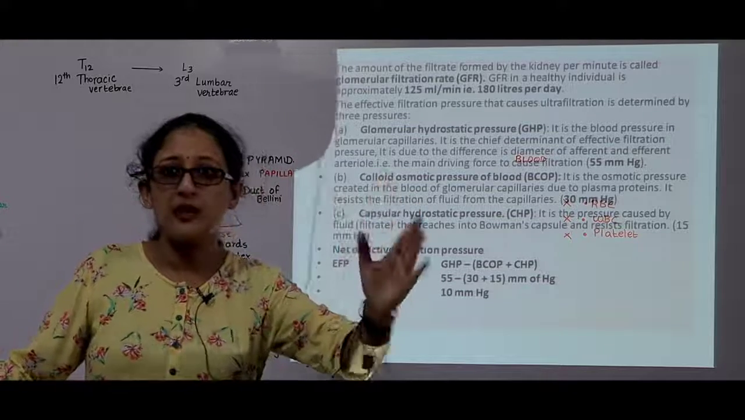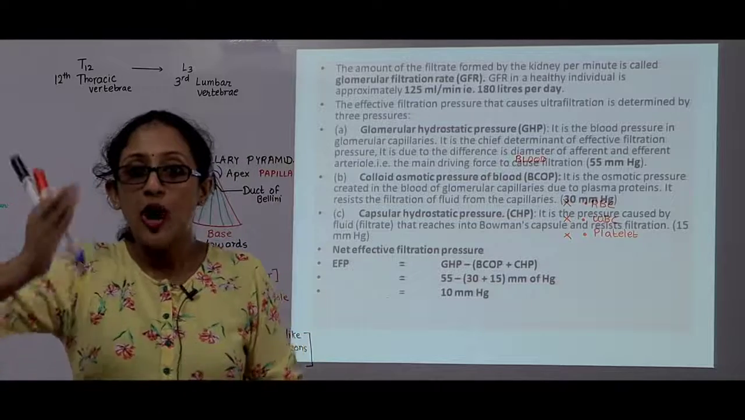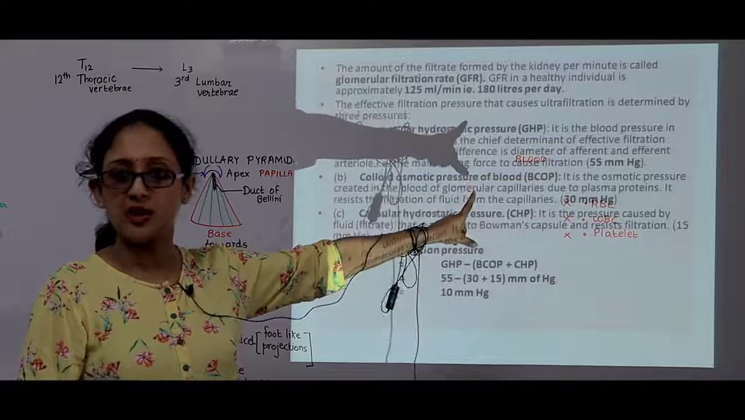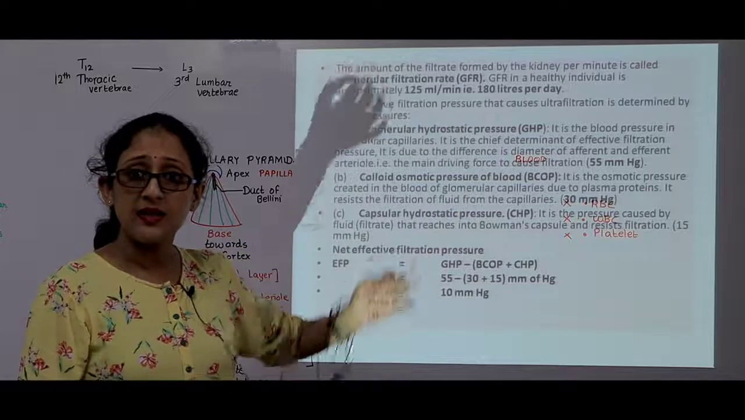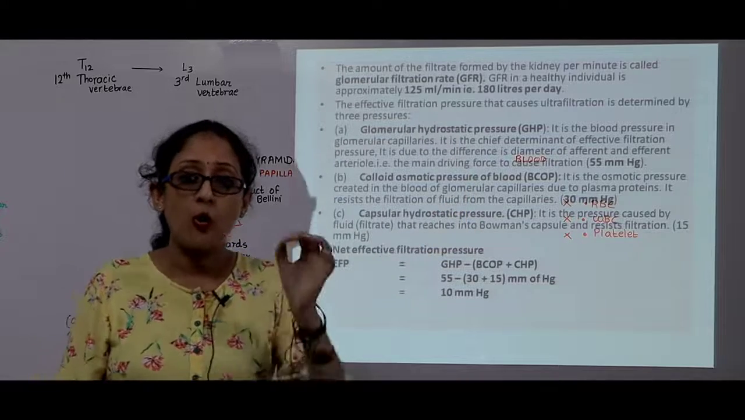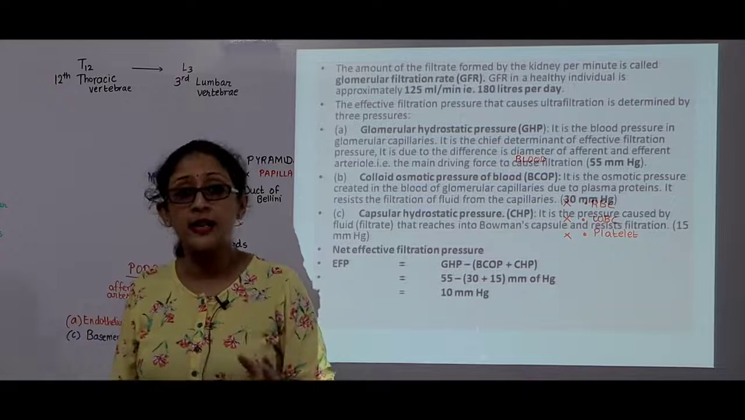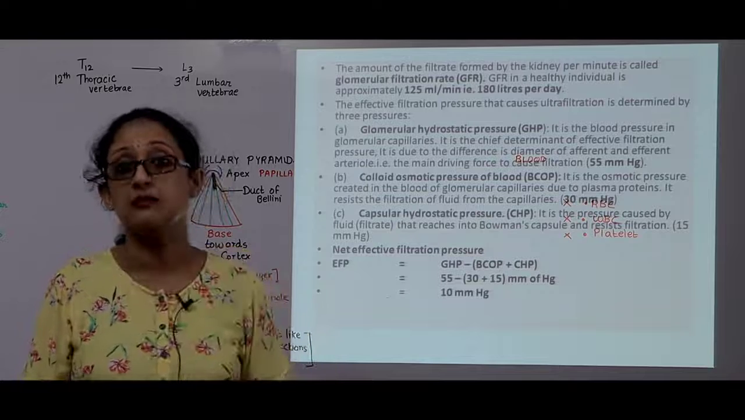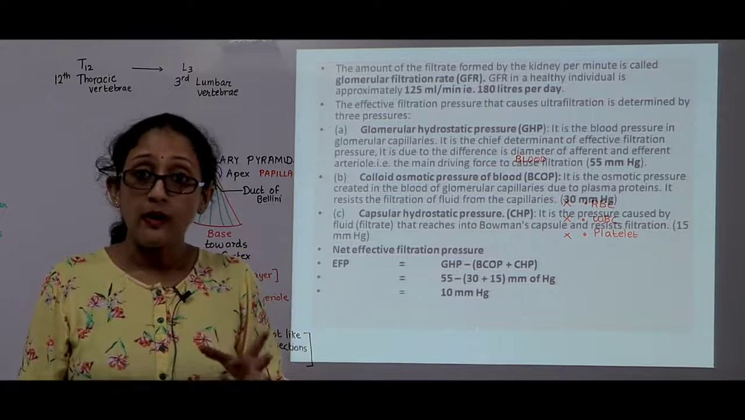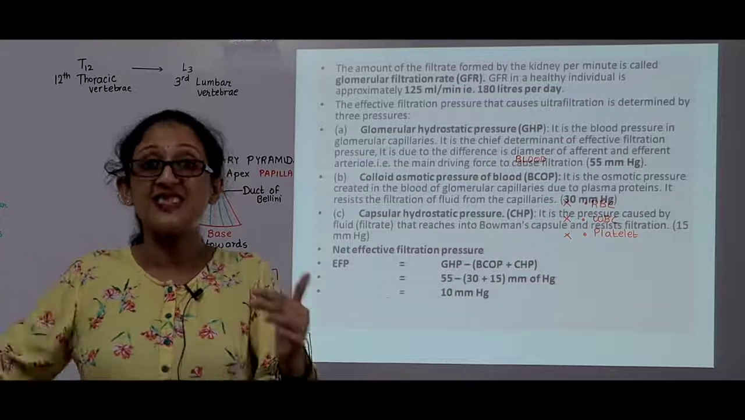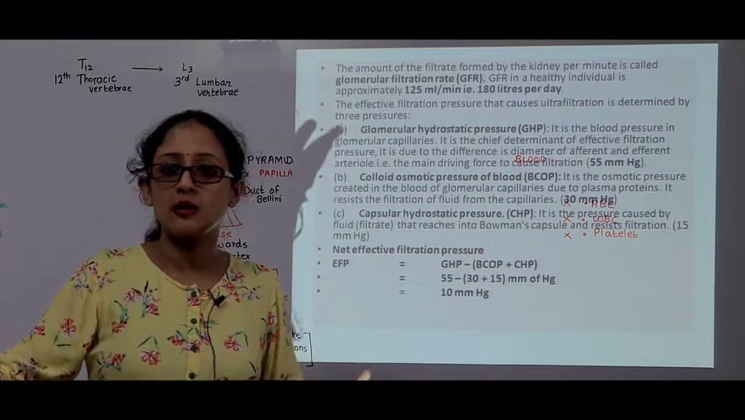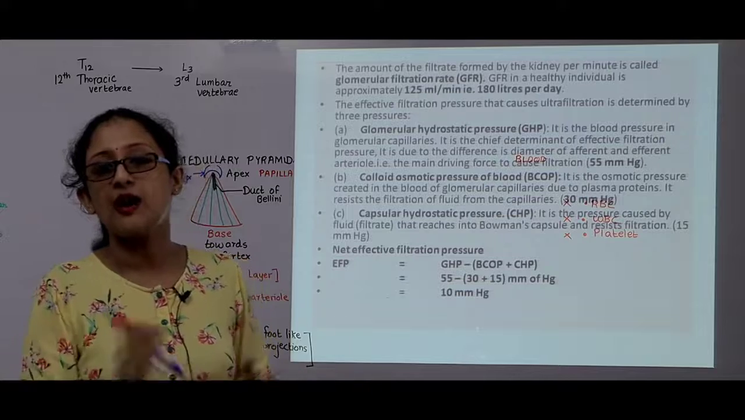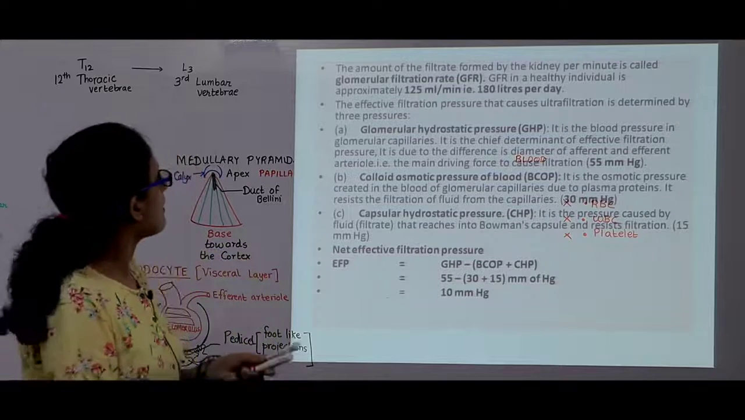You have a PCT, you have a Henle's loop, you have a DCT to correct the mistakes of ultrafiltration. What is the rate of ultrafiltration? 125 ml per minute or 180 liters of urine per day, which is impossible. So you have your other two principles, selective reabsorption, tubular secretion, which will correct the mistakes of ultrafiltration.